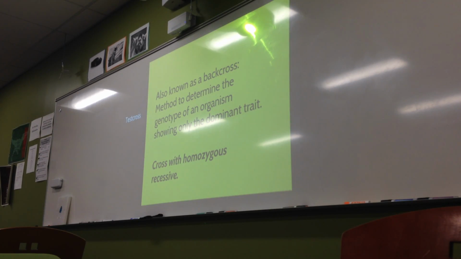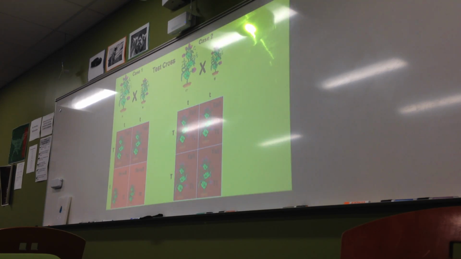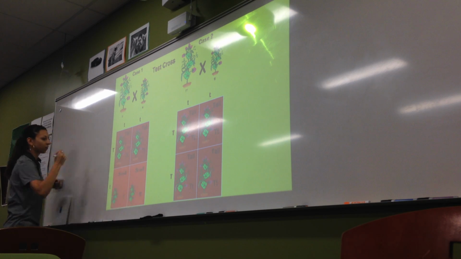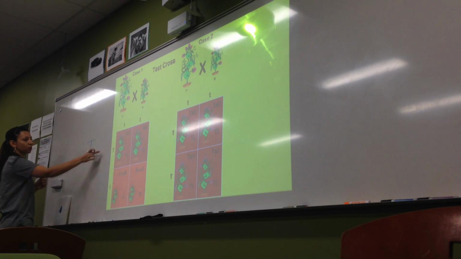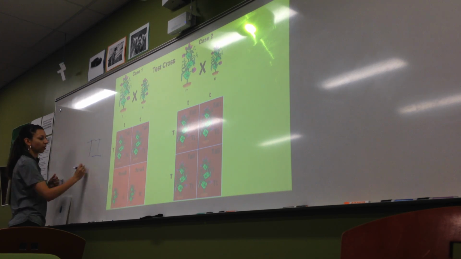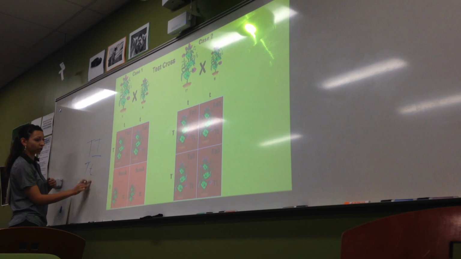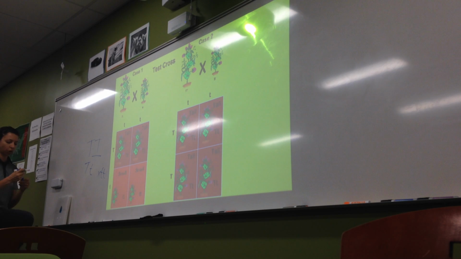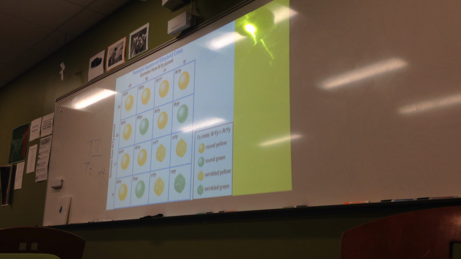A test cross, also known as a back cross. You cross a homozygous recessive individual with the parent whose genotype you need to know. So if you're given a big T, you know this individual is expressing the dominant phenotype, but you don't know what their second allele is. It could be homozygous dominant or heterozygous. You cross it with a homozygous recessive individual, and the results of that will show you what the other allele is.